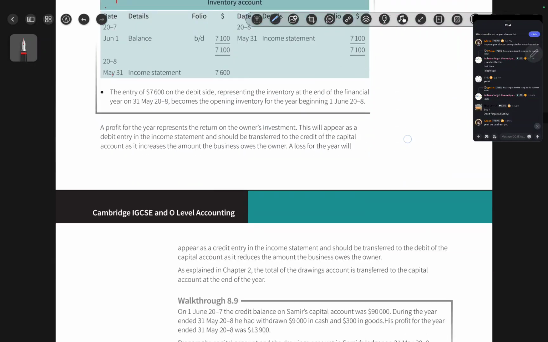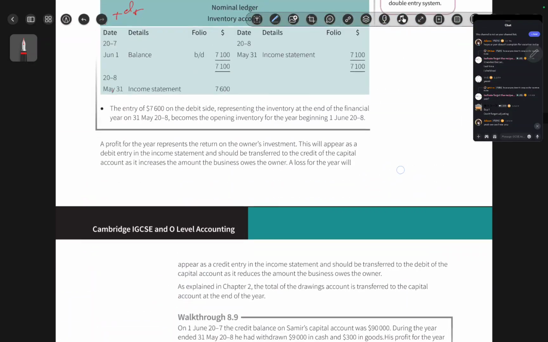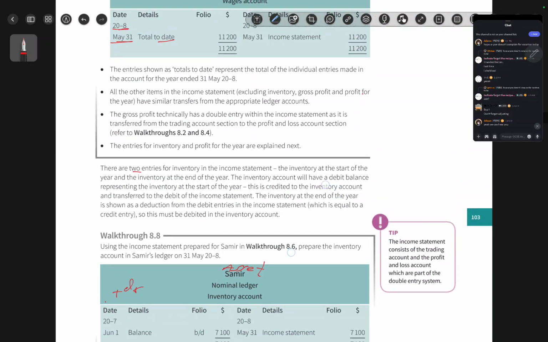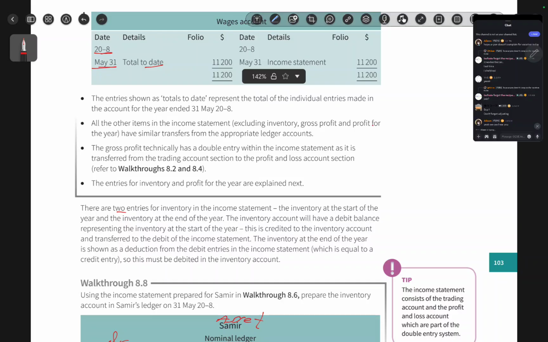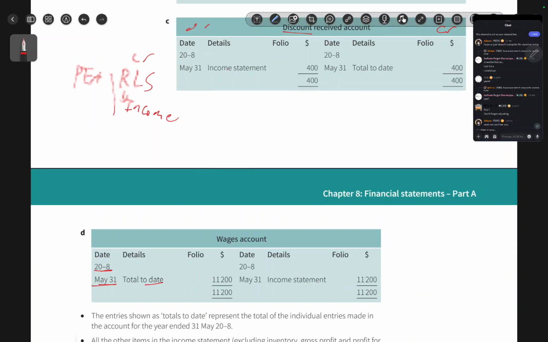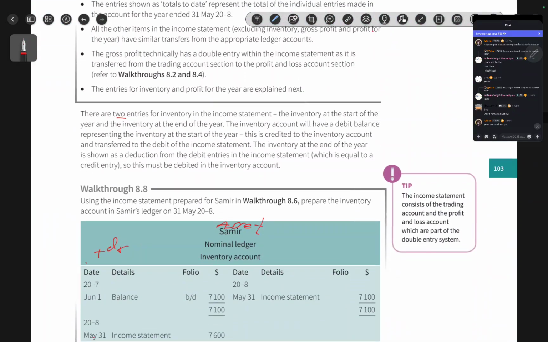All right. Now, to record the profit, because they said that only a few things are different. Inventory transfers are different, gross profit transfers are different, and profit for the year have different transfers. Everything else has similar transfers, as in just debit or credit, and completely transfer the entire thing.